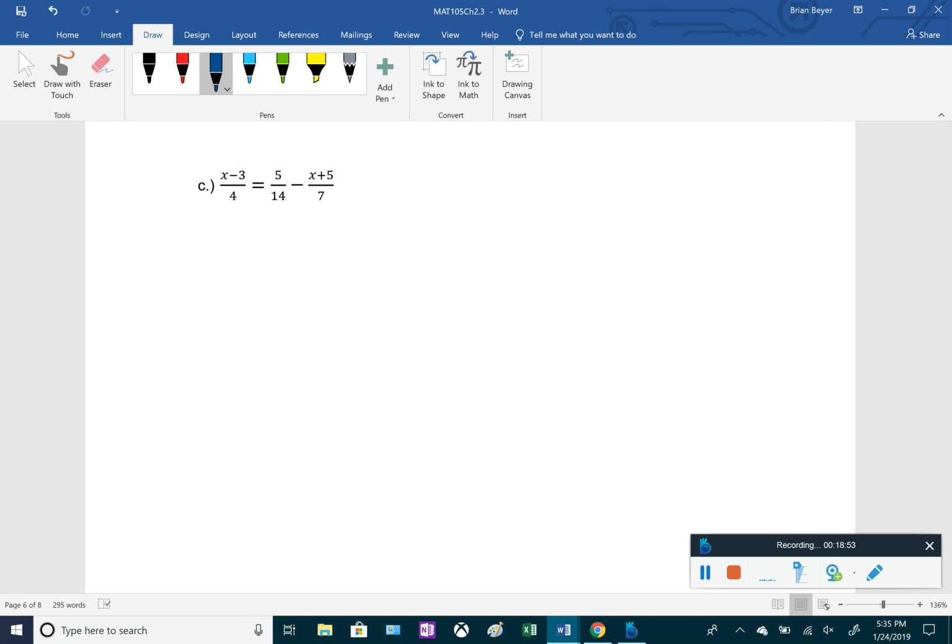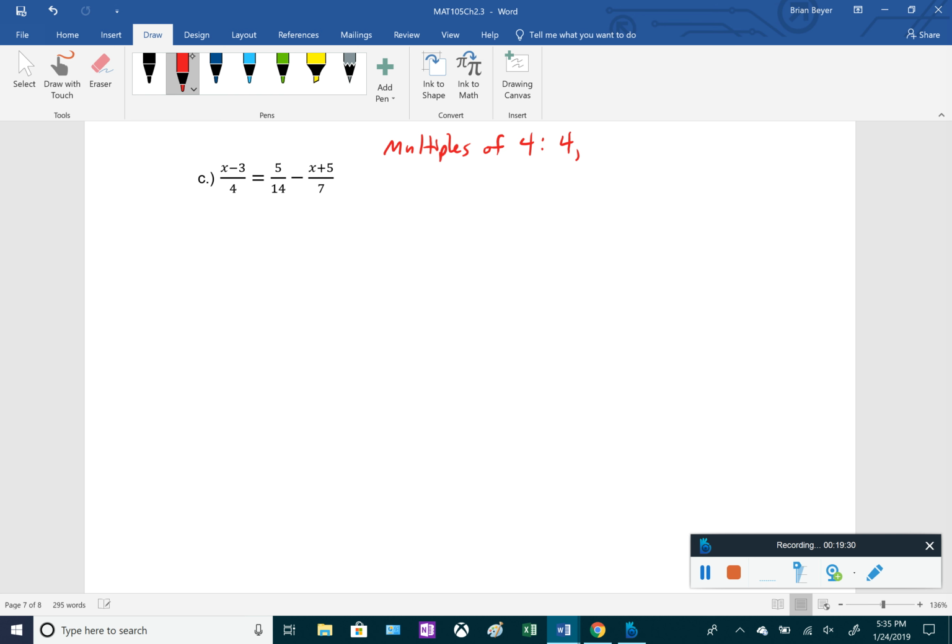Okay, so let's do another one. Second last one. So we have x minus 3 all over 4 equals 5 over 14 minus x plus 5 over 7. So we need to find the LCD of 4, 14, and 7 for those denominators. So before I write what the LCD is, this one's a little bit more challenging because there's 3 of them. So multiples, I'll list out the multiples.